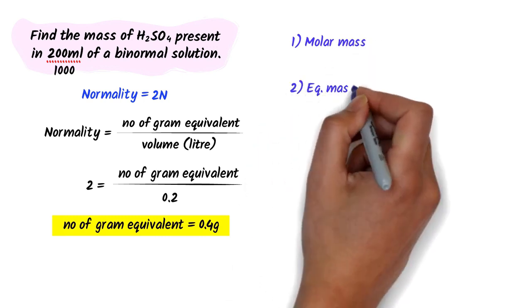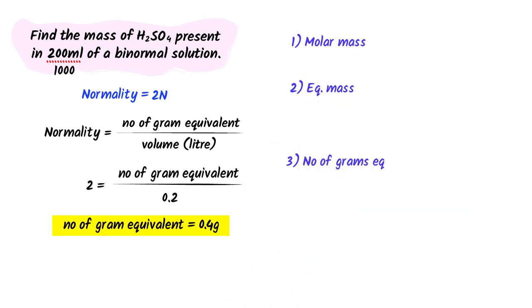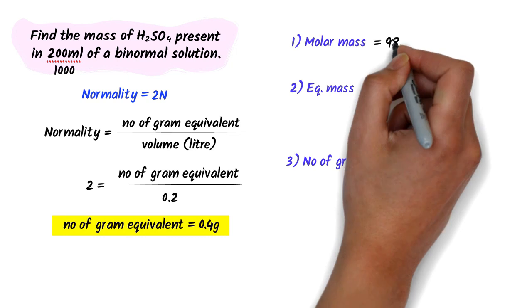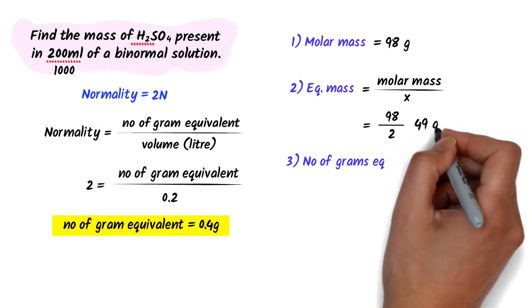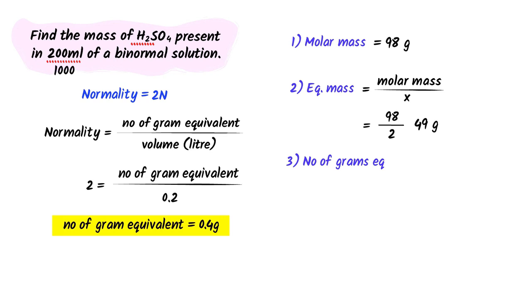Now I follow the 3 steps. Molar mass of H2SO4 is 98 gram. Secondly, the equivalent mass is molar mass upon X. We know that molar mass is 98 gram and the value of X is 2. After calculation, I get 49 gram. Thirdly, we know that number of grams equivalent of solute is equal to given mass upon equivalent mass.